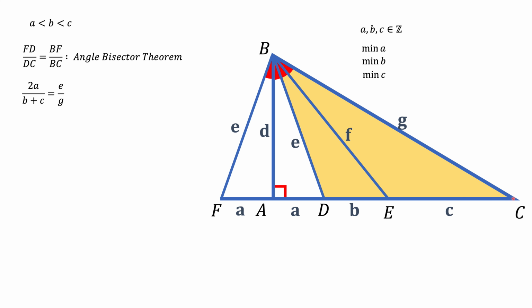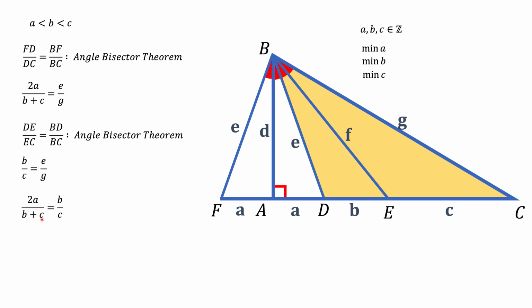And now we're going to consider yellow triangle DBC. BE is an angle bisector. We're applying the angle bisector theorem that gives us this relationship. Now look at this guy and this guy. And notice that the right-hand sides are the same. That means that the left-hand sides should be the same. And this gives us the relationship between sides a, b, and c.